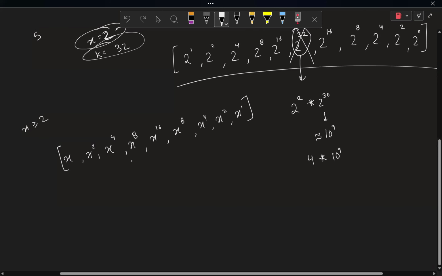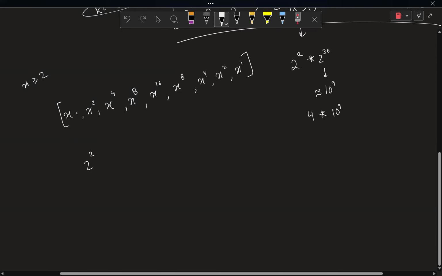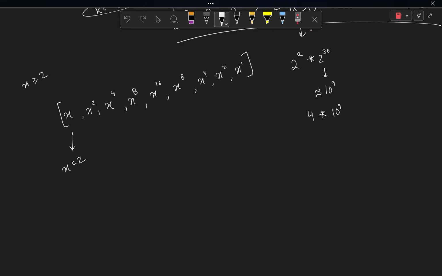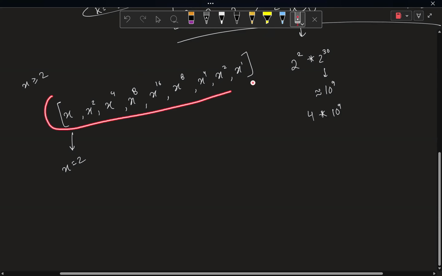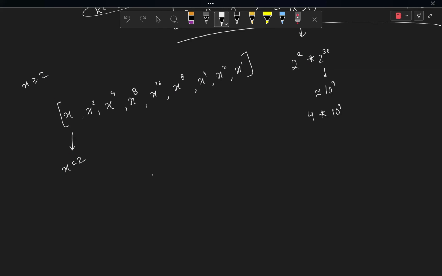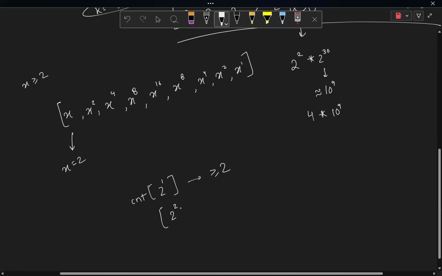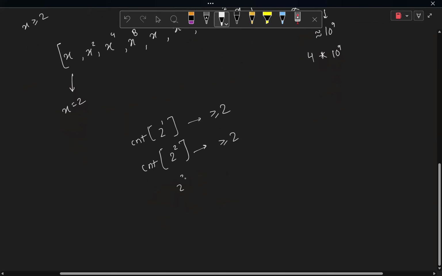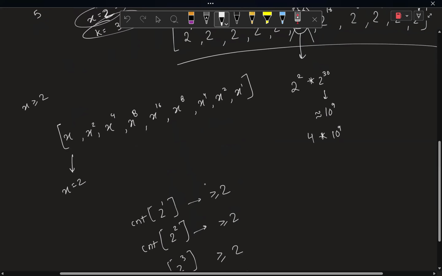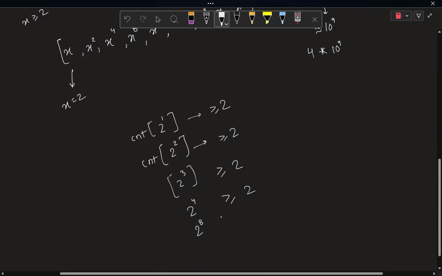And one more thing, what do you think? If I want to check if a pattern like this is present, just imagine that x was equal to 2. For this pattern, if I want to find out whether it is present inside the array or not for x equal to 2, how can I check it? What do I want? I want that the frequency of 2 raised to the power 1, the number of times it comes in the array, should be greater than or equal to 2. Similarly, the frequency of 2 raised to the power 2 should be greater than or equal to 2. Similarly, for 2 raised to the power 3 also, the frequency should be greater than or equal to 2. For 2 raised to the power 4 as well, the frequency should be greater than or equal to 2. And for 8 as well, the frequency should be greater than or equal to 2 in the given array.